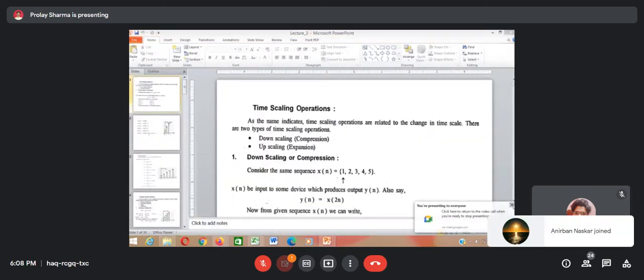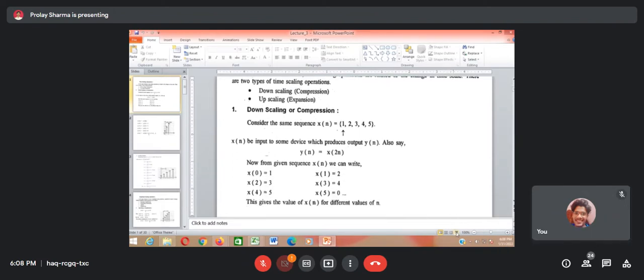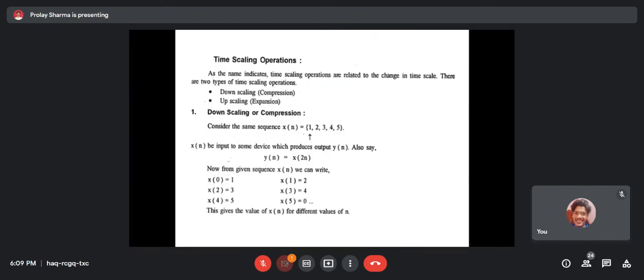Time scale means the time axis. Okay. So there are two types of scaling operation. One is downsampling, which is also called compression, and upscaling, that is called expansion of the signal. Let's see one by one what is the compression and what is the expansion of a signal.